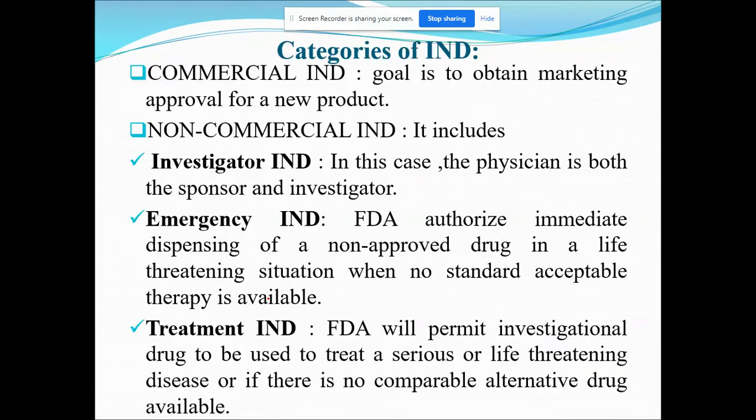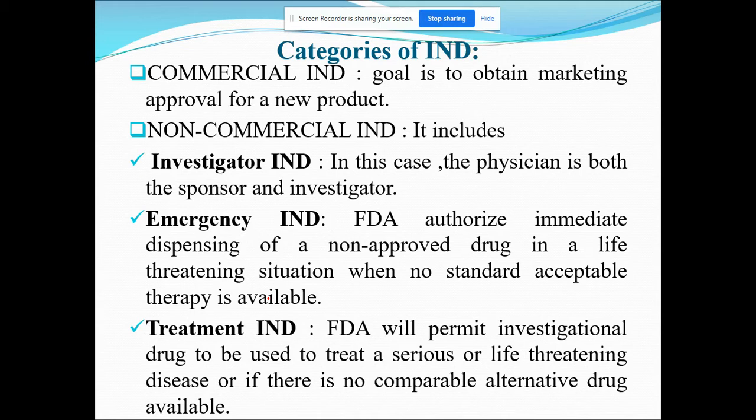Okay, next slide. Different categories of the IND. Student, basically, the IND is classified into two classes. One is said to be the commercial IND and second is said to be the non-commercial IND. दोन प्रकारचे IND आहेत. पहिला आहे commercial IND आणि दुसरा आहे non-commercial IND. Now from the name only, student, I think you are getting this particular point.